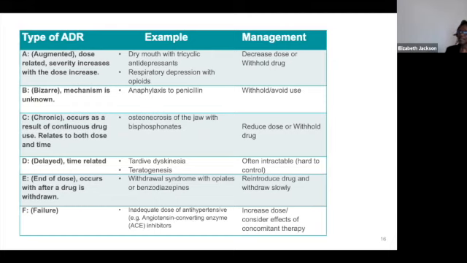Type F, you can all imagine, stands for failure. An example would be if there was an inadequate dose of antihypertensive drugs such as lisinopril. The way to overcome this would be to increase the dose and consider effects of other drugs that would be taken along with the lisinopril. And then going on to the next slide, please.